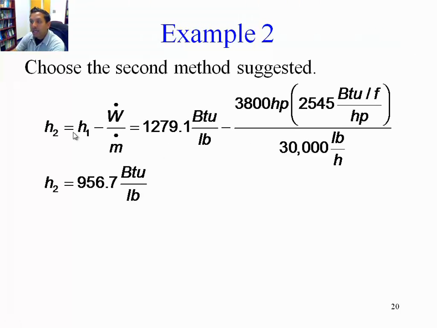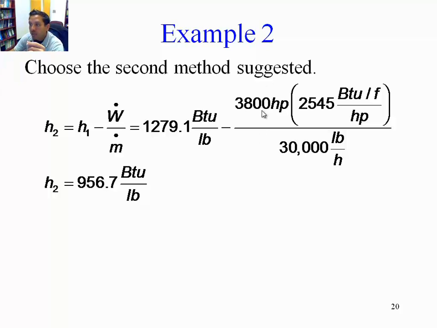We can calculate the enthalpy at the outlet by using the power. Remember that work is equal to minus delta H. Power divided by mass flow rate is equal to work, and that way we can calculate the enthalpy at the outlet. Knowing that the enthalpy at the inlet at 100 psi and 500 Fahrenheit is 1279.1.